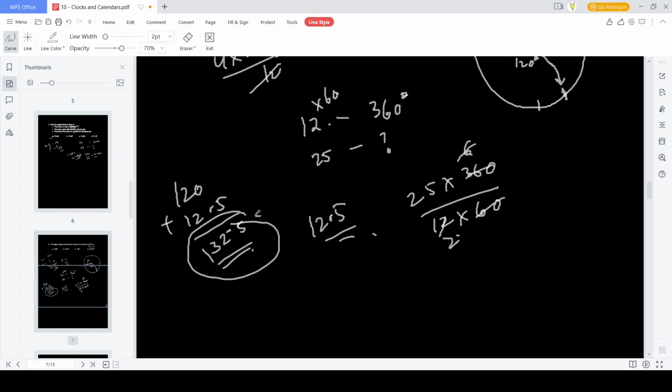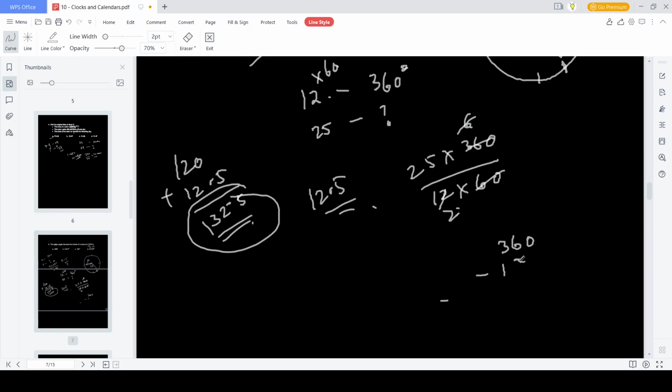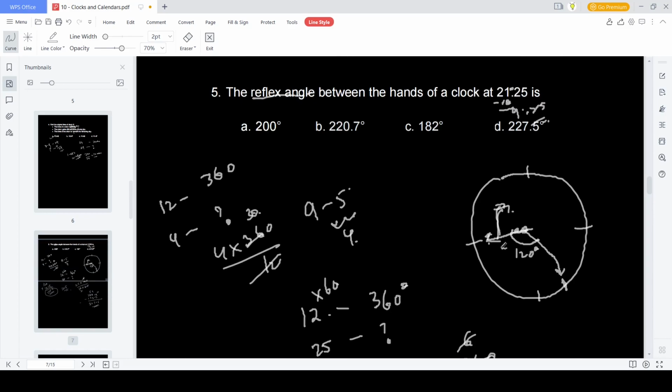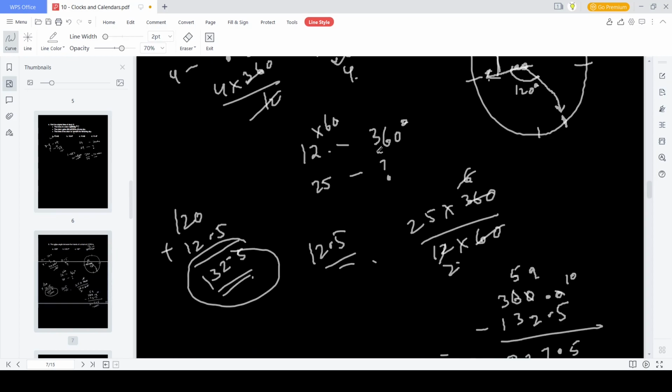This is the smaller angle, so we get the reflex angle as 360 minus 132.5. So 227.5 degrees is the reflex angle between the hands of the clock.